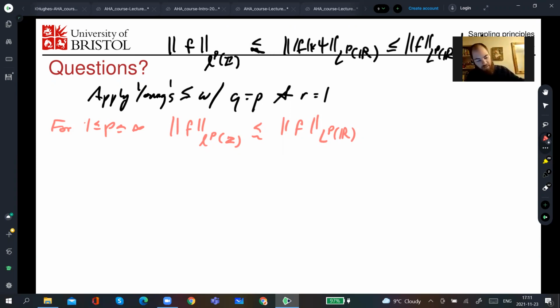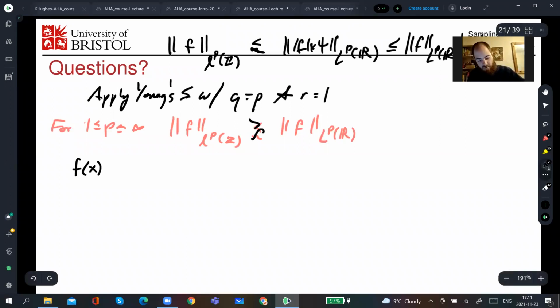Okay. Now we're going to prove the opposite inequality. And that is actually a little bit easier, it turns out. For this, we will use the Nyquist-Shannon reconstruction formula, or the sampling theorem from before. In particular, we're going to use a slight variation of it.